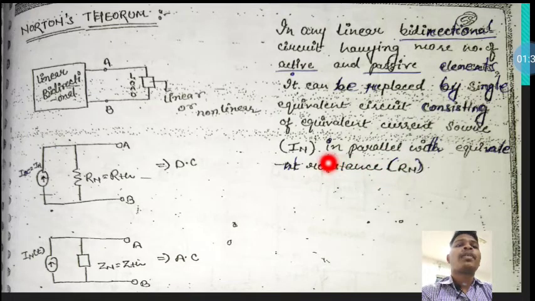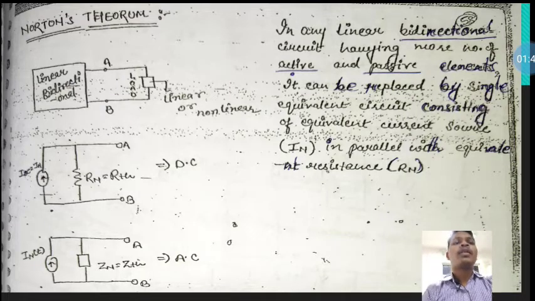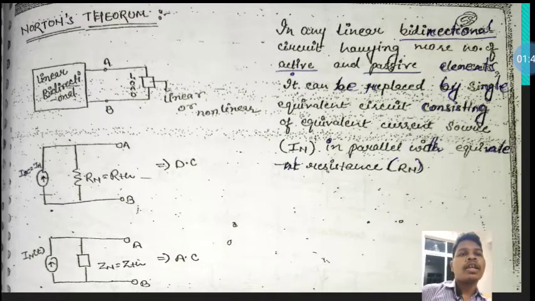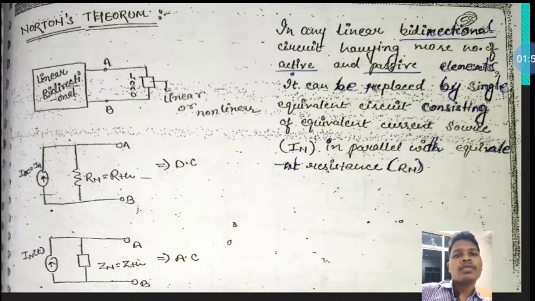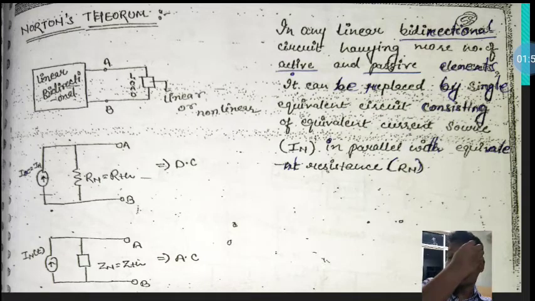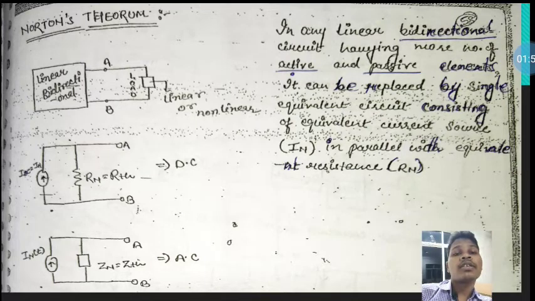Here, a bunch of current sources or voltage sources are already given to us, and the sources or any other elements are bidirectional, linear, active or passive, whatever is given. We need to convert those sources into one current source and one resistance. That current source is the Norton current and the resistance is the Norton resistance. The current source is in parallel with the Norton resistance.